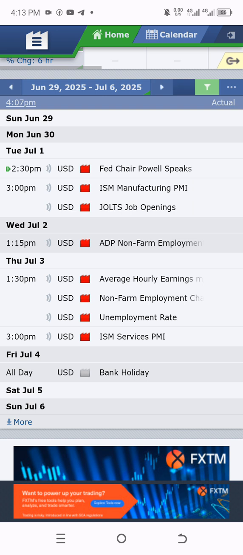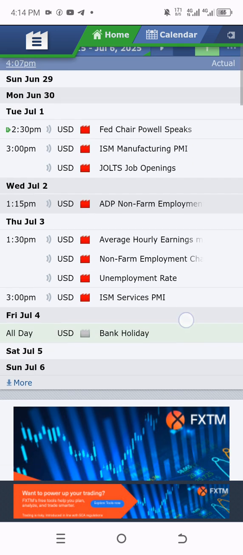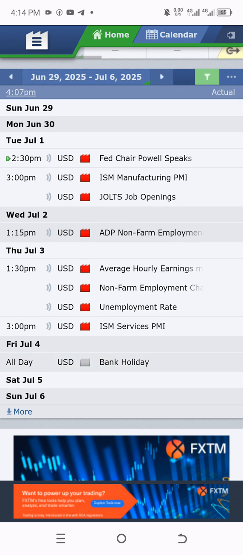Right, on Monday we're not having any impact. On Tuesday we have red folders on USD by 2:30 GMT+1 and 3 p.m., Fed and the rest of it. And on Wednesday we also have a red folder. Then Thursday we have a red folder. Don't forget, this week is our NFP week. All right, so we're having it on Thursday because of the US bank holiday.